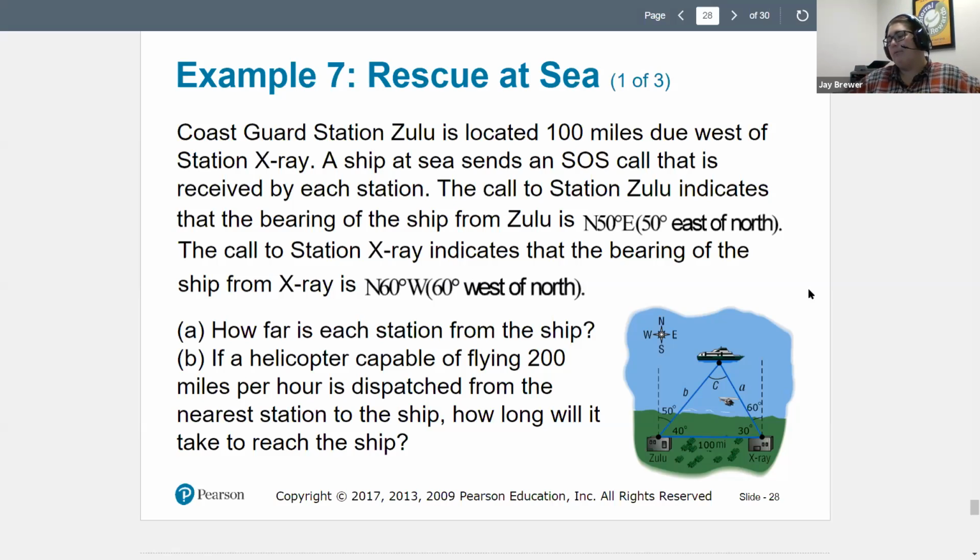So I don't know about you guys, but if you remember back to doing the SATs, this is on the SATs like all over the place. Okay. How far is each ship station from the ship? And if a helicopter capable of flying 200 miles per hour is dispatched from the nearest station to the ship, how long will it take to reach the ship? Okay, so whether you're watching the recording or you're here with me live, make sure you draw out your diagram. I'll give you a few minutes to do that.